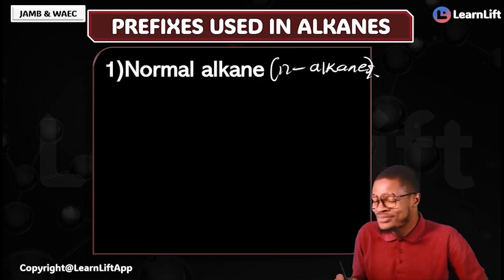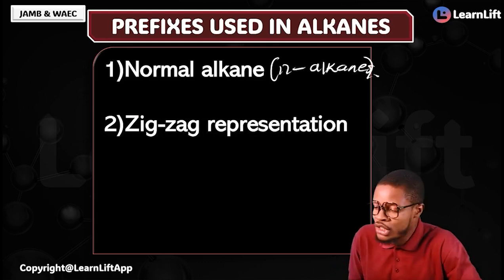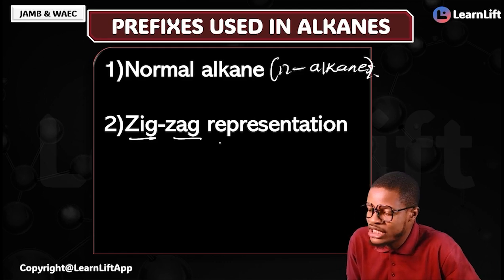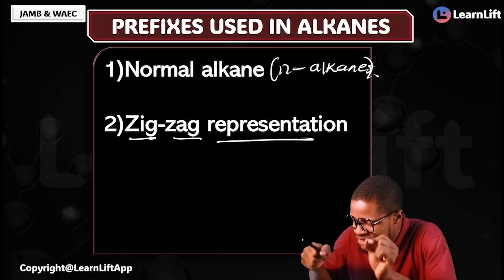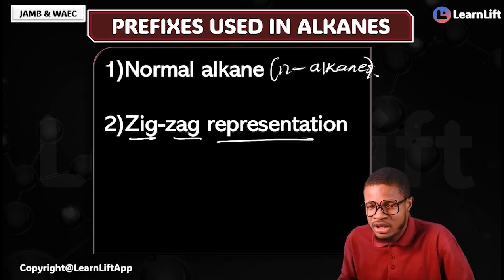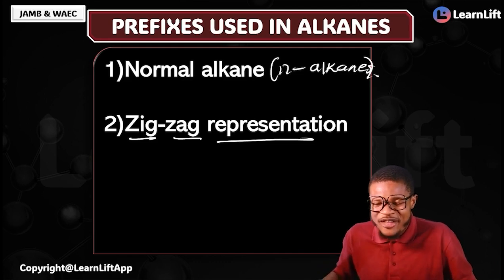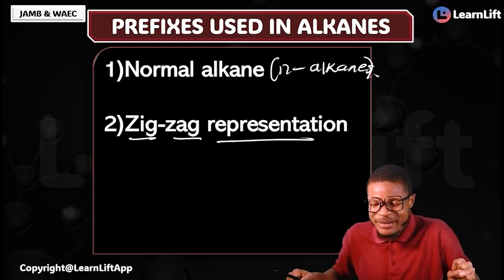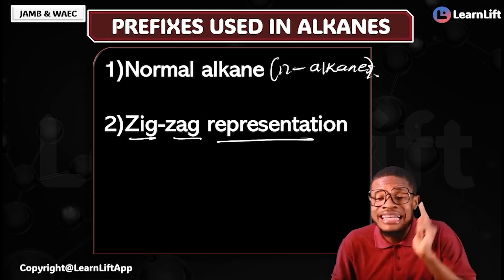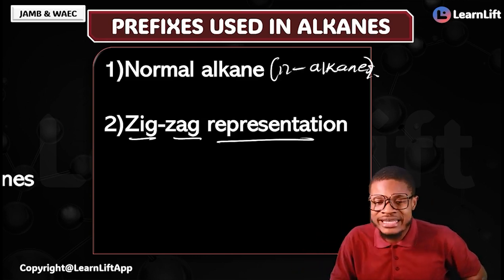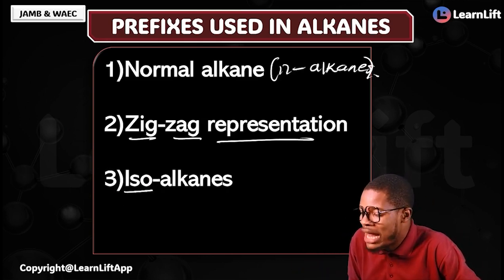N-alkanes. Follow with me. Number 2 is called your zigzag representation. What is it called? Zigzag representation. Some people will be complaining, I went for Pusitieni, they now gave me zigzag representation. I did not know what to do. Write it down now. Number 3 is the one we call your isoalkanes.